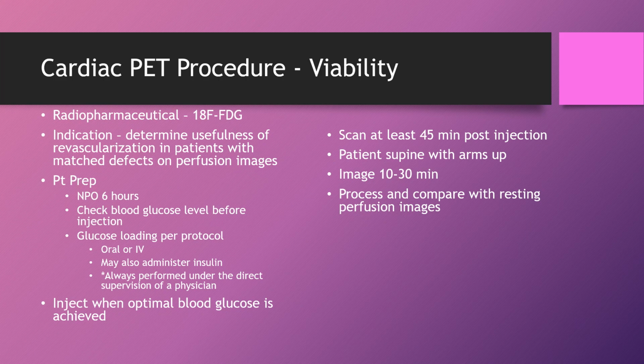The radiopharmaceutical for viability studies with PET is FDG. The indication is to determine usefulness of revascularization in patients with matched defects on perfusion images. So what you're actually trying to look at with the viability study is if that myocardium is still viable, if it's capable of surviving if it gets revascularization.